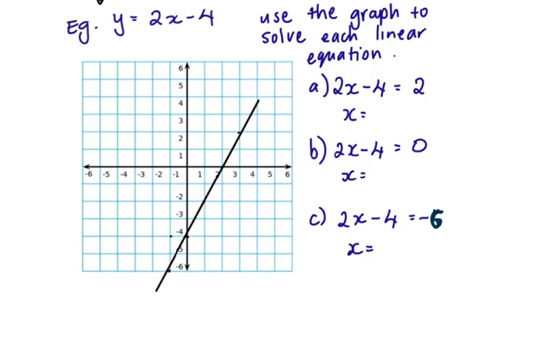So if we had the equation y equals 2x minus 4, we are now going to use the graph to solve each of these linear equations. If we look at the first question, 2x minus 4 equals 2, what we've been doing so far is using inverse operations to get x on its own and then find the x value. However, today we're going to use the graph instead. So the first step was to circle the y value. And from there, we're going to locate that y value on the y-axis. So if we look at our graph, we're going to go up the y-axis, 2.